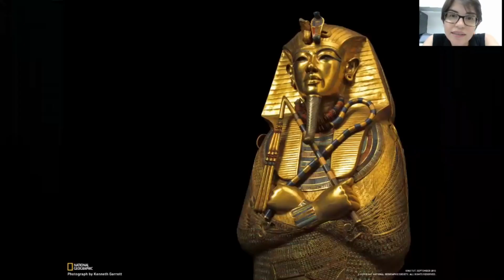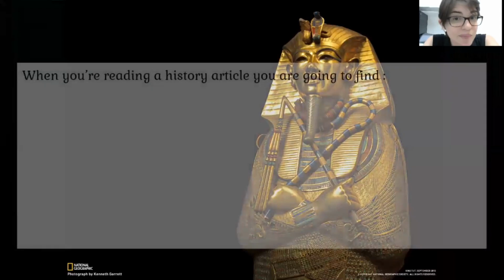Do you know this guy in the slides? Remember King Tut? We talked about him in class. He was a king in ancient Egypt, found out by a guy called Howard Carter. Remember Howard Carter? Indiana Jones, we talked about it.